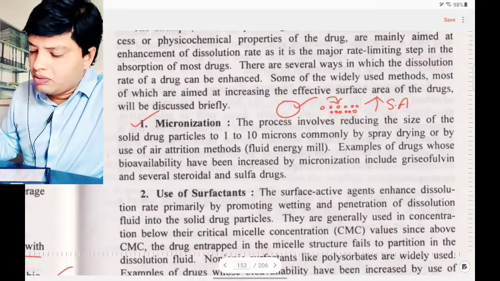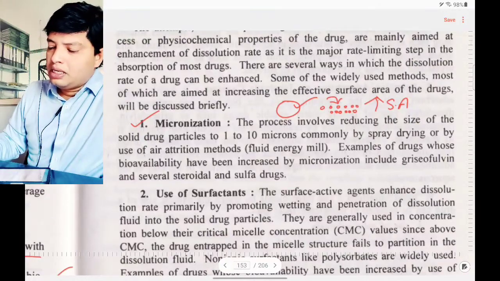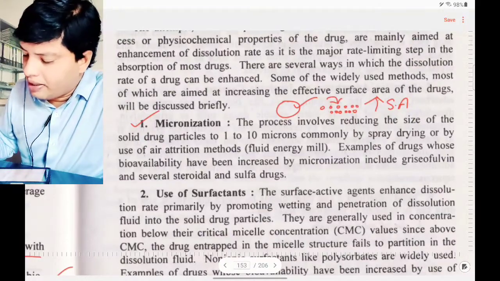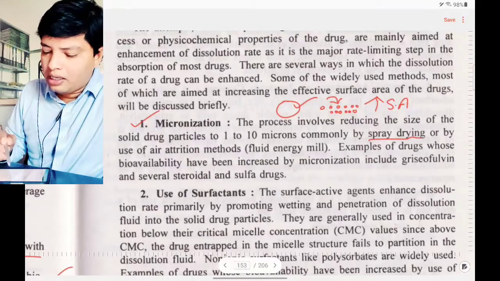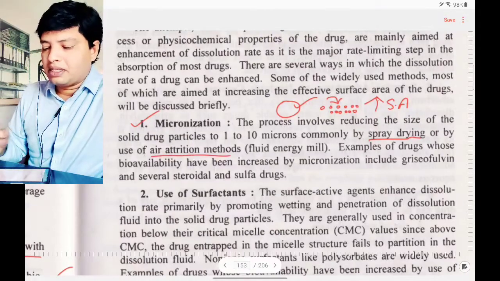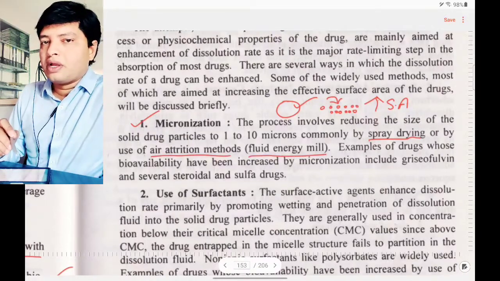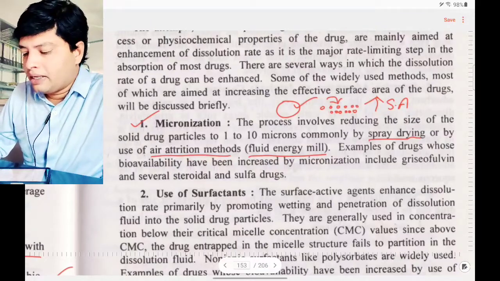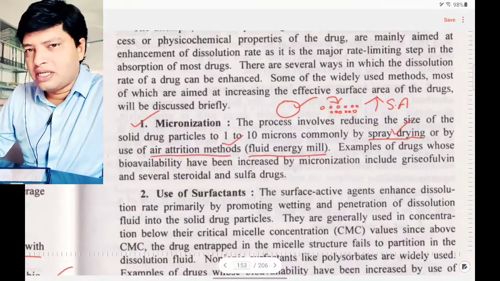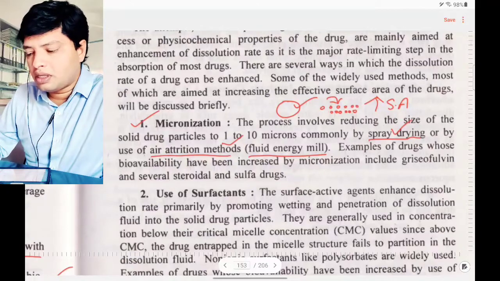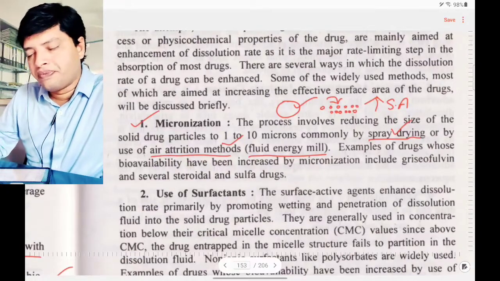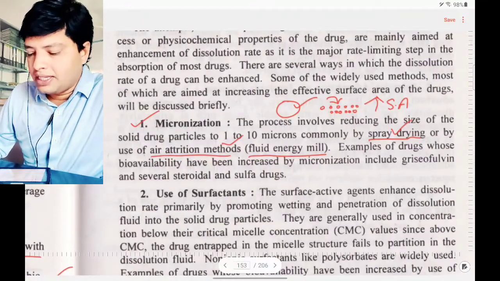How can I go for micronization? Either we can do spray drying of the drug or the air attrition method, that is, the fluid energy mill. By carrying out these two methods, you have studied this if you are a B.Pharm student, in pharmaceutical engineering.